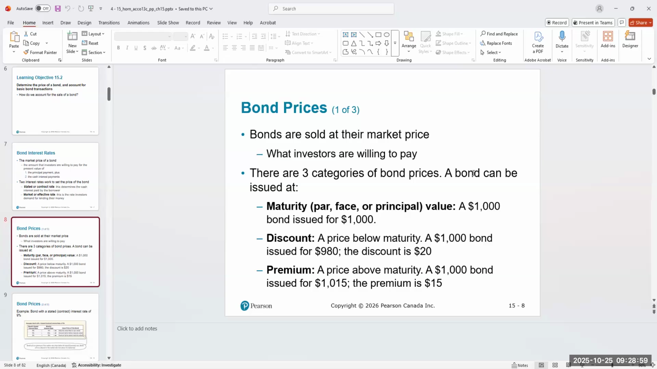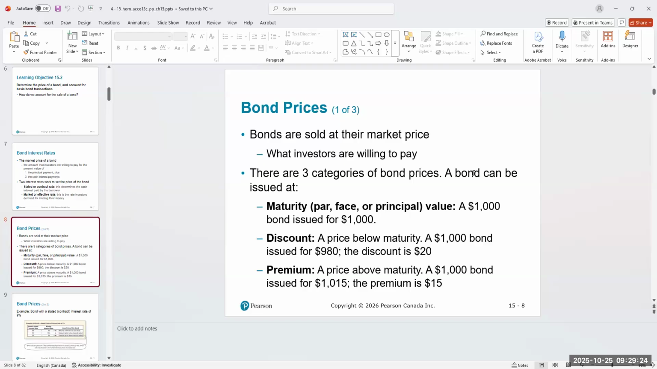So there are different scenarios here. First scenario is the bond can be sold at the market price. That means if the bond pays, let's say, 10% interest, and the market also pays 10%, it's going to be sold on the market.